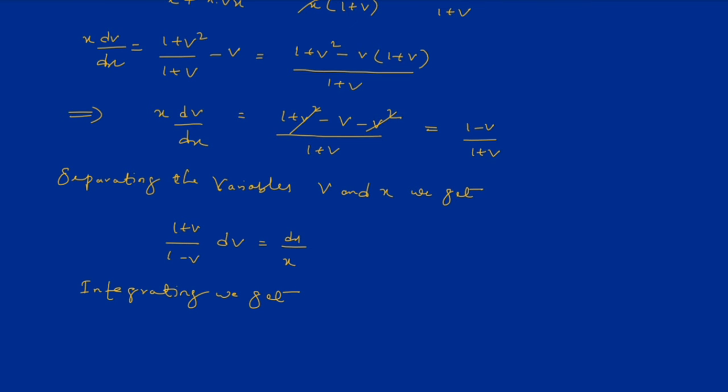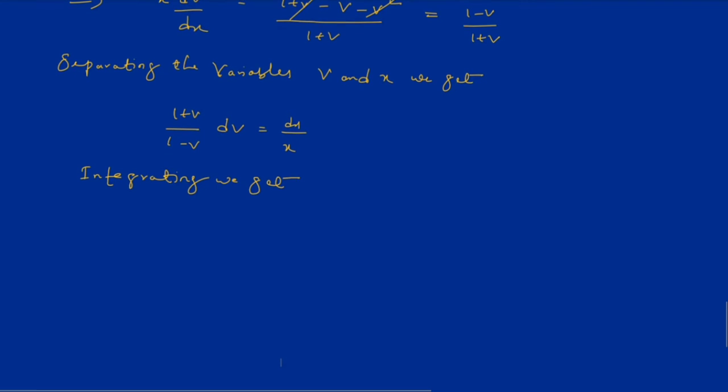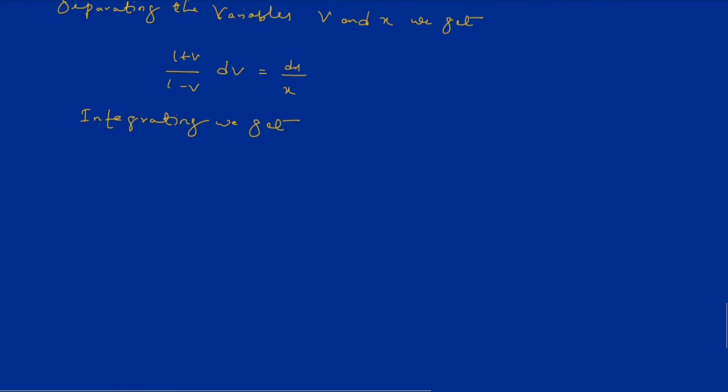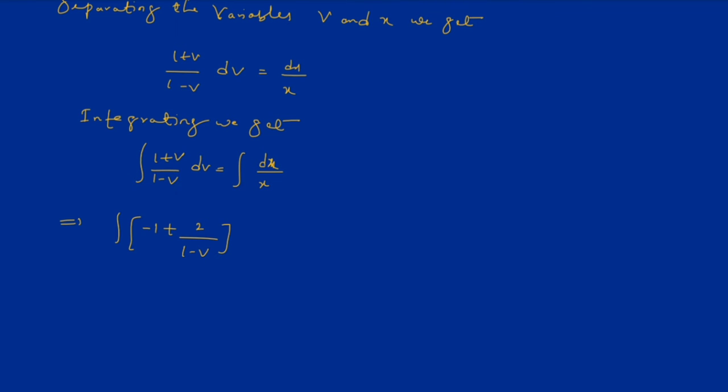we get the integration of (1 plus v) upon (1 minus v) dv, which is equal to dx upon x, right? So now in the first term on the LHS we are converting this term, which implies (minus 1 plus 2 upon 1 minus v) into dv. Can we write it like this?